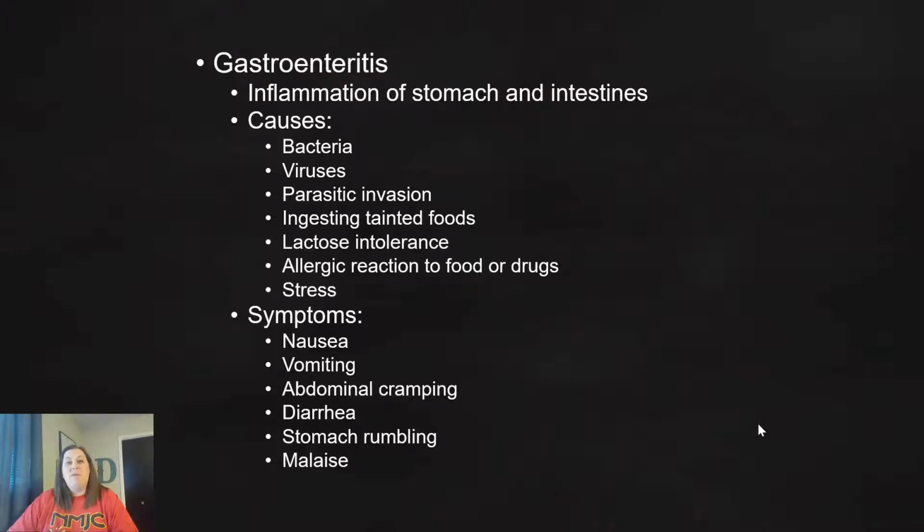Their stomach may rumble, have a rumbling type of issue that's happening, and they may also deal with malaise. Okay, remember malaise is just where they feel blah, they don't feel very good. Okay, and it's getting to that point where their body just is getting more fatigued in that.